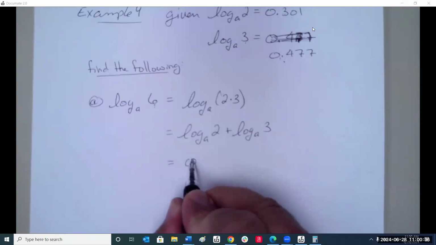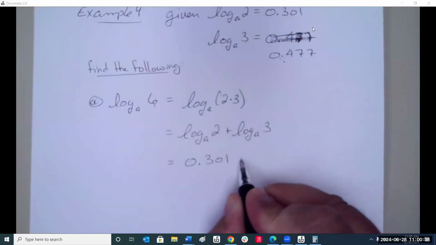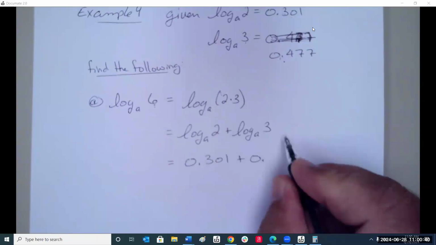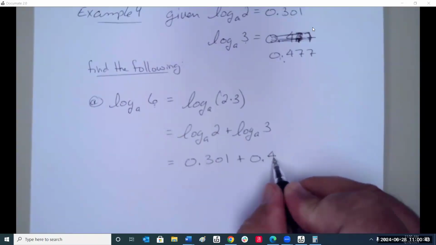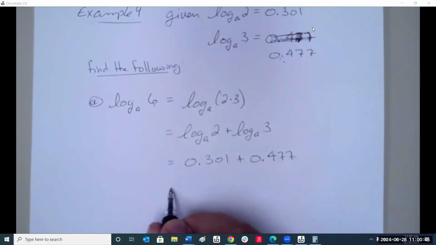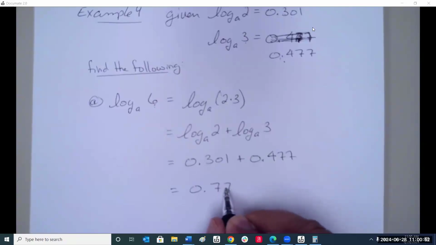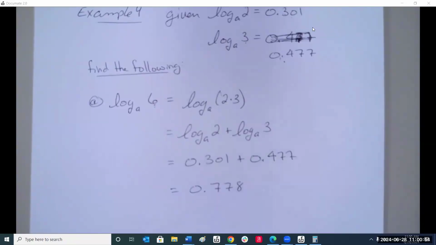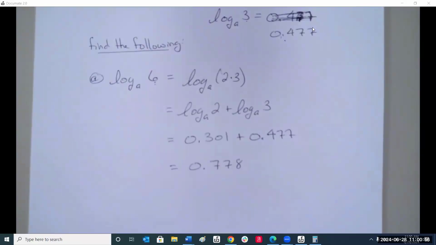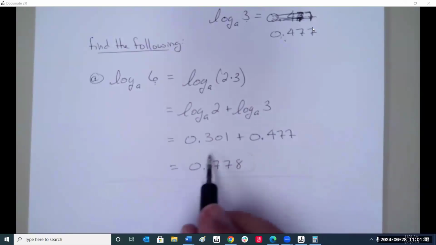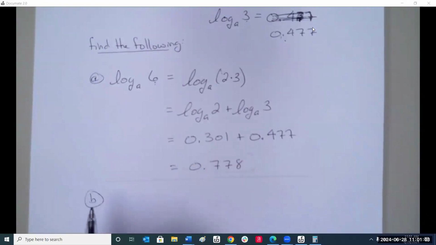Log base A of 2 is 0.301. And log base A of 3 is 0.477. Add those two together. We get 0.778. Next, log base A of 2/3.